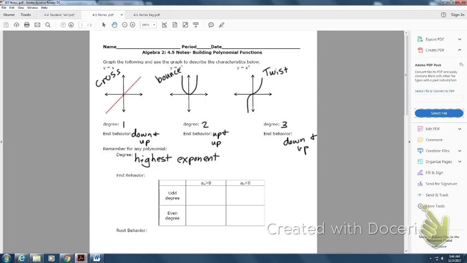And let's make sure that we are good on writing those end behaviors, actually writing it out. So if it's an odd degree, when a is positive, so both the ones up there, the cubic and the linear, those are odd degrees. As x approaches infinity, what does y do? Infinity. As x approaches negative infinity, what does y do? Negative infinity.